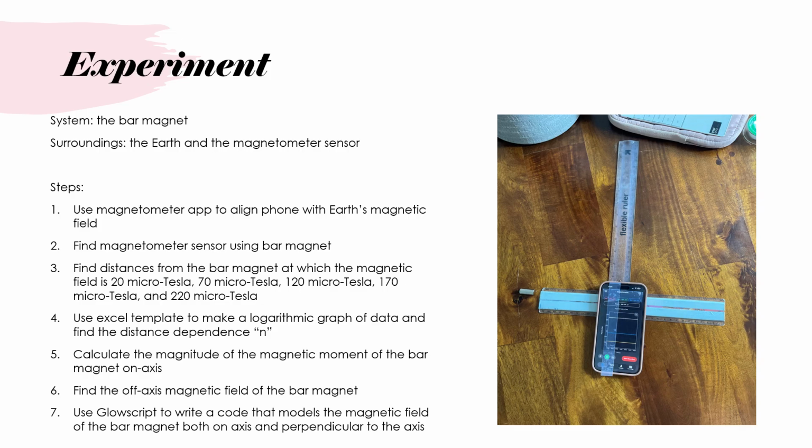In my experiment, the system was the bar magnet and the surroundings were Earth and the magnetometer sensor. The steps that I followed were I used the magnetometer app to align my phone with Earth's magnetic field. Then I found the magnetometer sensor. Then I found distances from the bar magnet at which the magnetic field on axis was 20, 70, 120, 170, and 220 microtesla. I used the given Excel template to make a log graph of my data and find the distance dependence and the magnitude of the magnetic dipole moment.